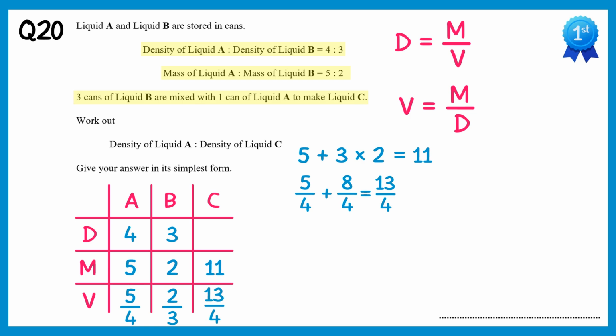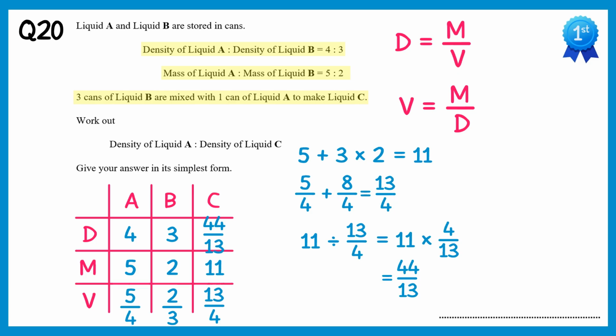Now we can't use this same approach with densities, it doesn't work like that with density. To work out the density of liquid C, we need to use the formula density equals mass divided by volume. So we'll do the mass of C divided by the volume of C. So the density will be 11, which is the mass of C, divided by the volume of C, which is 13/4. We can change this into a multiply and take the reciprocal of the second fraction, so 11 times 4/13, which gives you 44/13. So we now know the density of liquid C, that's 44/13.